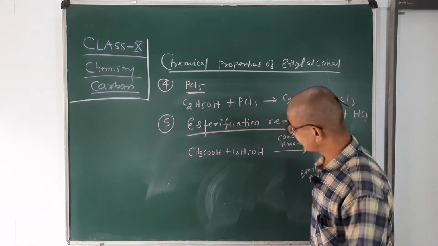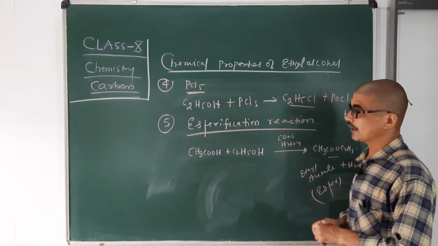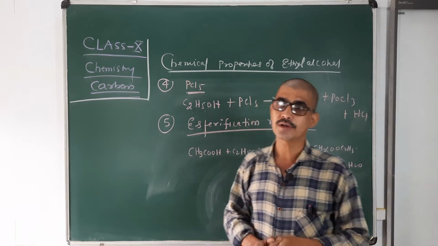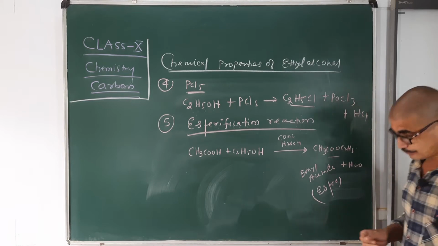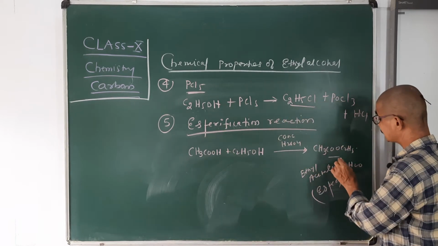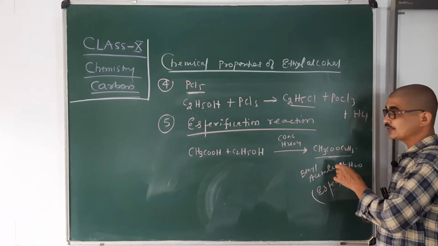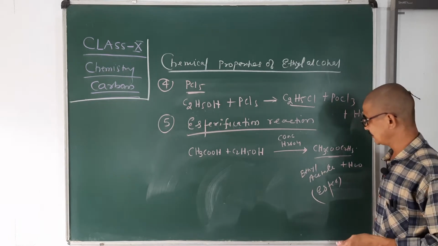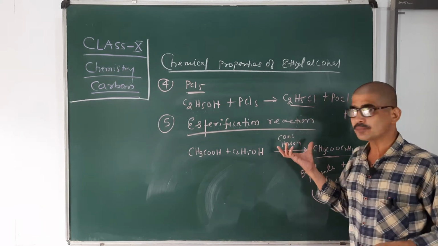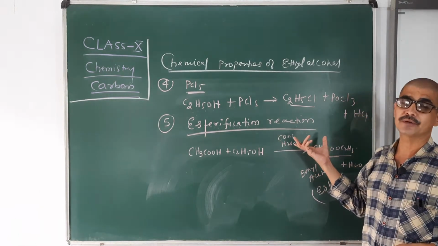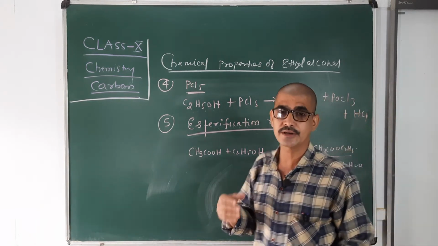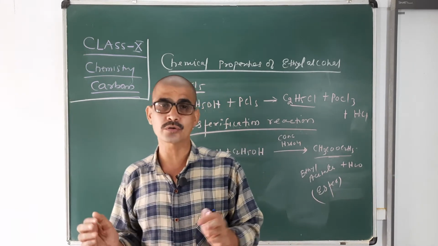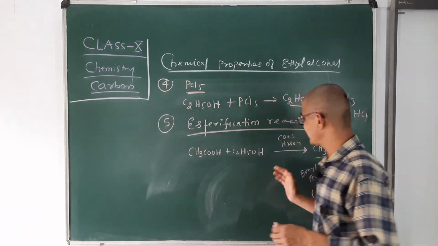So this is called the esterification reaction, and the formation of an ester is called an esterification reaction. Now the question is: ethyl acetate has a fruity smell. What is the role of concentrated sulfuric acid in the esterification reaction? If sulfuric acid is not added, then will we get the ester or not? The answer is very clear here.